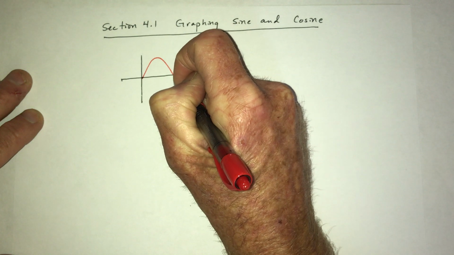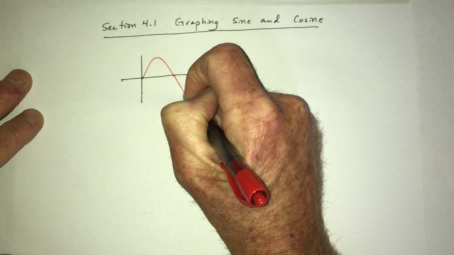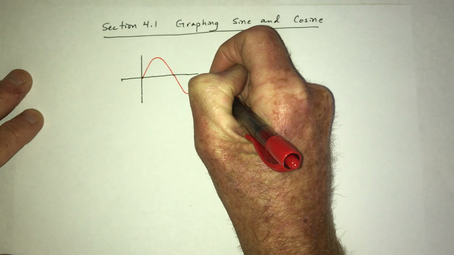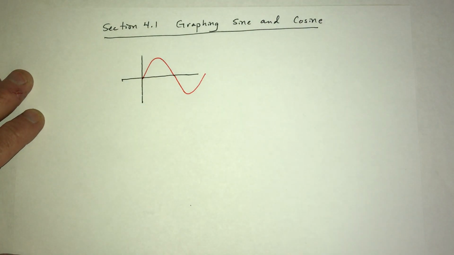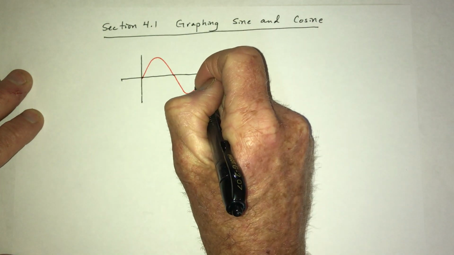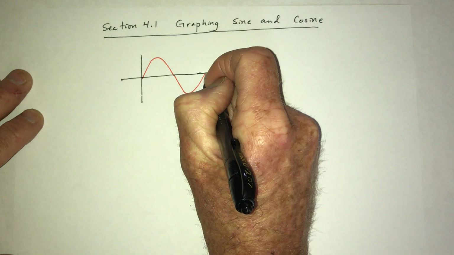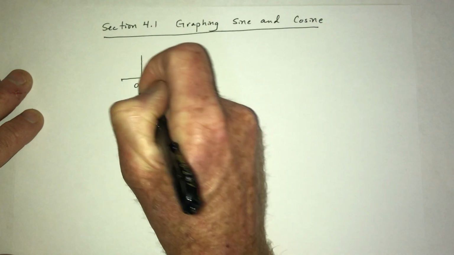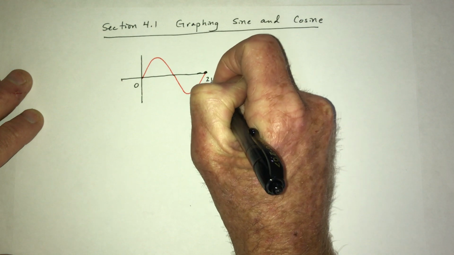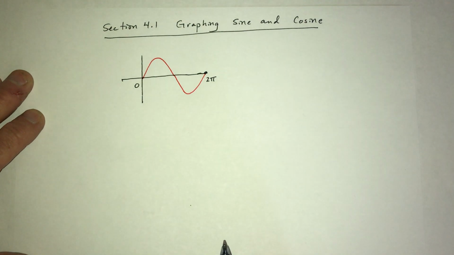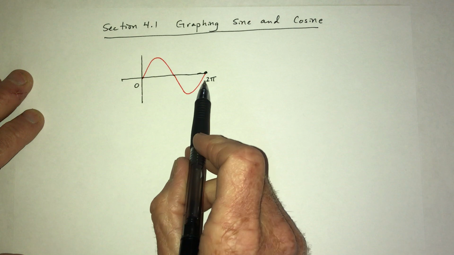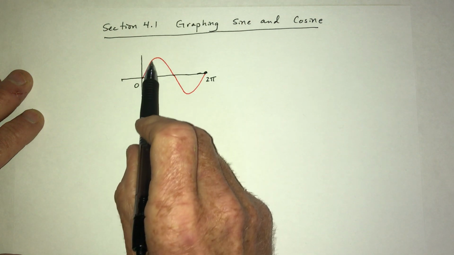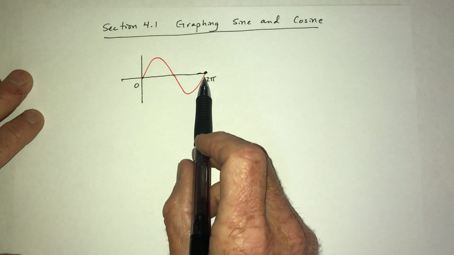It then goes down to -1 and then comes back up and hits the x-axis. Need to just extend my x-axis a little bit right here. So it actually goes from 0 to 2 pi using radians, the preferred method. It goes from 0 to 2 pi in order to draw one full cycle of sine.